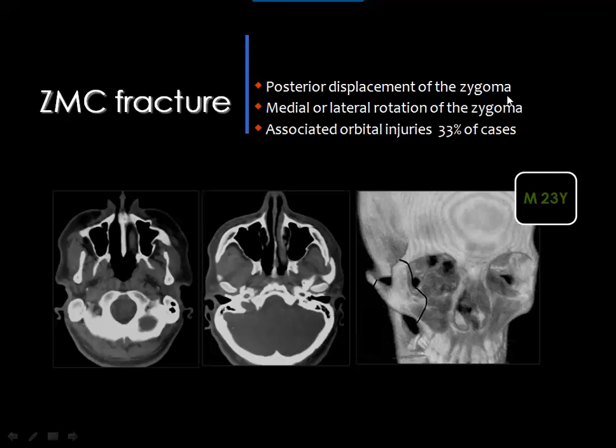Then how can you judge that the zygoma is rotated? Look at the maxillary sinus on the same side of the fracture. If the sinus is smaller than the opposite one, then the zygoma has rotated inside the sinus, meaning medial rotation. But if the sinus is larger than the opposite one, this means that the zygoma has rotated outside, and this is lateral rotation.